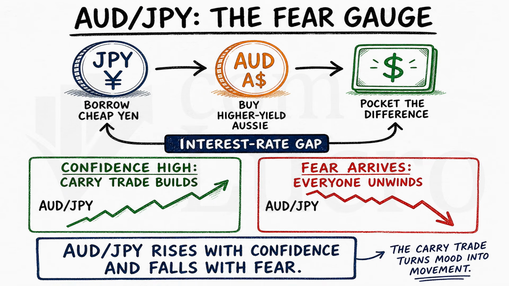There's a historical reason that pairing runs so deep. For long stretches, Australia paid noticeably higher interest rates than Japan did, and traders exploited that gap directly. Borrow cheaply in yen, convert, and hold Aussie to pocket the difference. That's called the carry trade, and it's why AUD-JPY became the market's unofficial fear gauge. While confidence is high, the carry trade builds, and that chart grinds upward. When fear arrives, everyone unwinds at the same moment, and it falls like a stone.